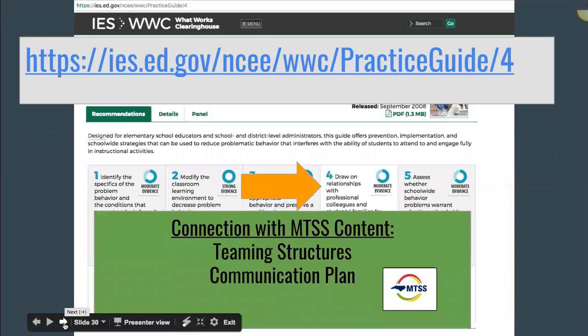So what are some connections to our MTSS content? Certainly the work that you have done around teaming structures, and then also the work that you'll be getting into with 2.4 around building your intervention plan and that system, could be certainly helpful with carrying out this recommendation.